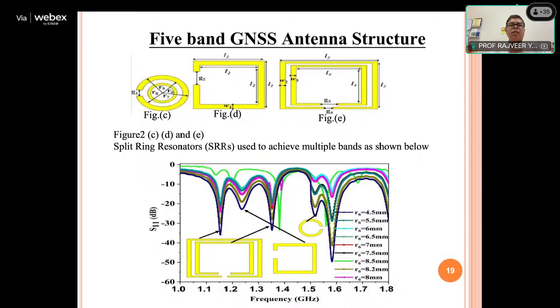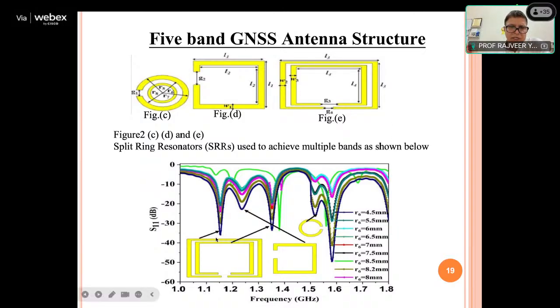In this multi-band GNSS antenna, these structures have been utilized. All the structures represent an FSS, frequency selective surface. Some are rectangular, some are circular in nature, and based on those configurations, we are able to get the resonant frequency as depicted in the graph that each structure is displaying here.